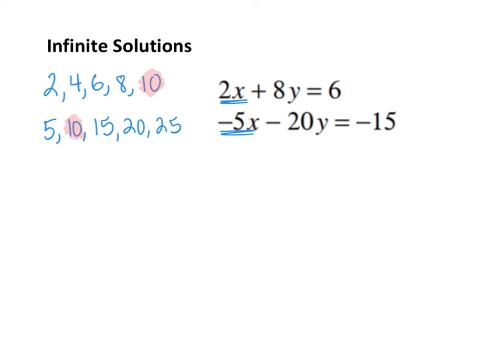So now we know that we want each one to become a 10. So we're going to multiply the top one. 2 times what gives us 10, and that would be a 5. And we're going to distribute that into every term, just like we did with the last one.